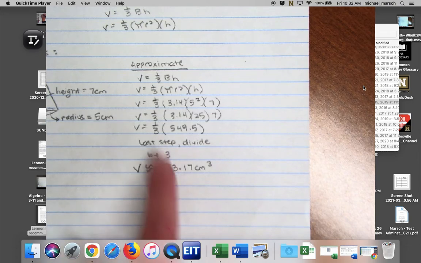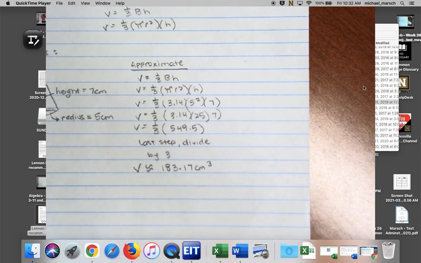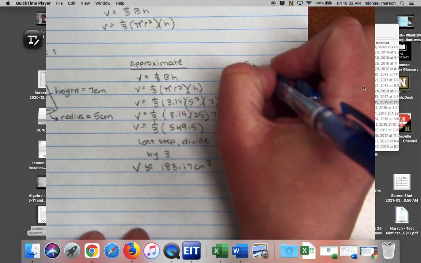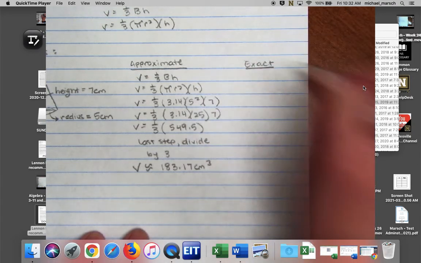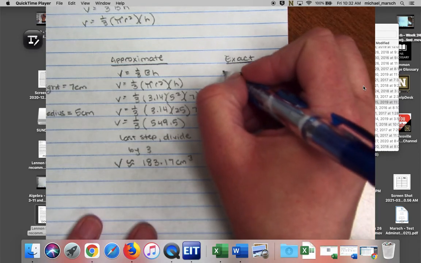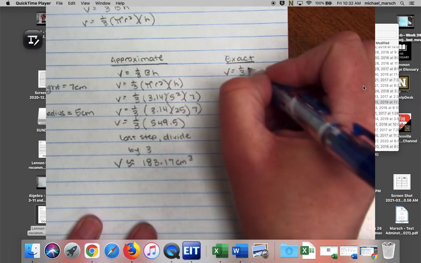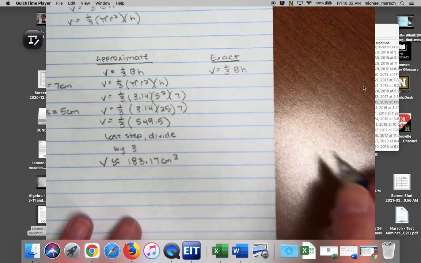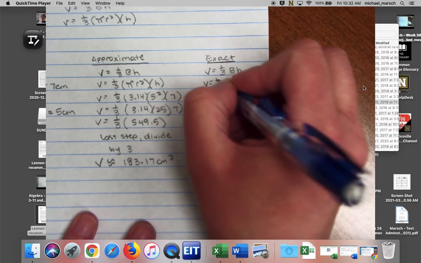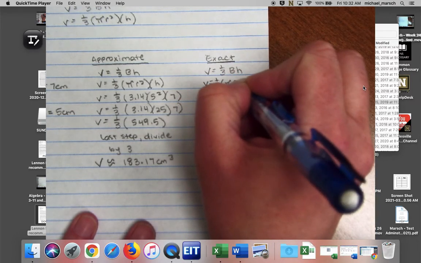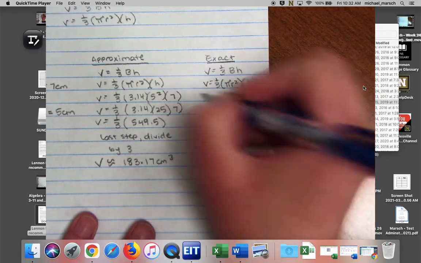So the only difference between a cone and a cylinder, finding the volume, is you have this last step where you have to divide by 3 to take 1/3 of that cylinder, which then gives us our cone volume. So for our exact value, remember that's in terms of pi, same thing, volume equals 1/3 area of base times height. Volume equals 1/3 pi r squared times height.